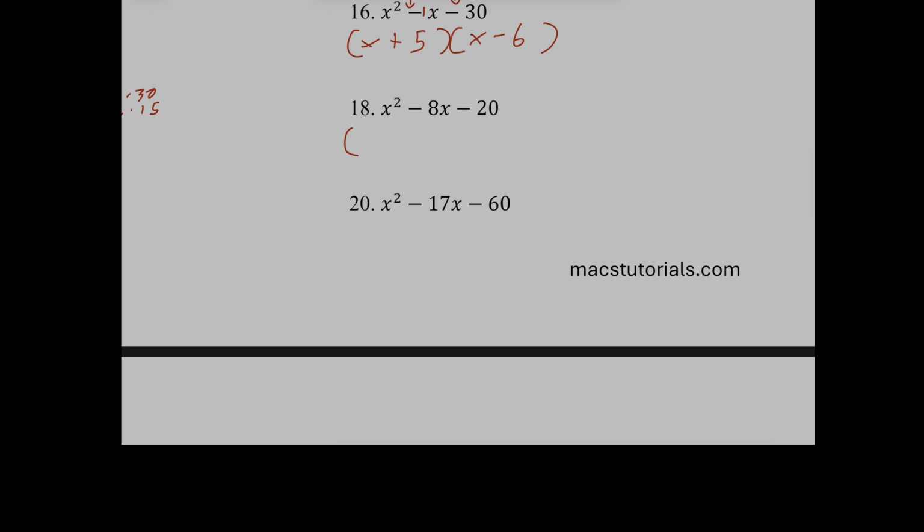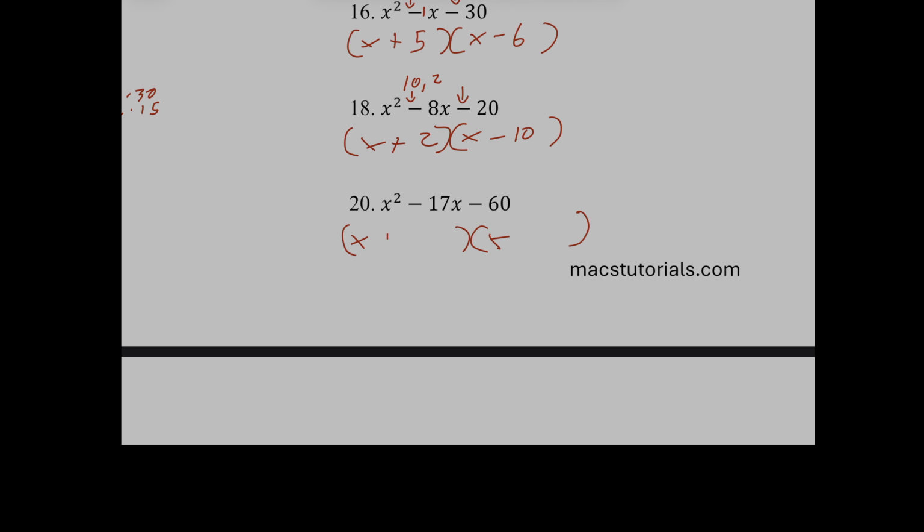Number 18, boom, boom, boom, boom, x, and a plus and a minus. Third term is a negative. Signs are different. Factors of the third will subtract to 8. That's going to be 10 and 2. Okay, and the 10 will get the sign of the negative. And the last one, x and x.